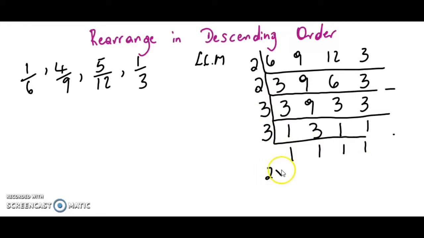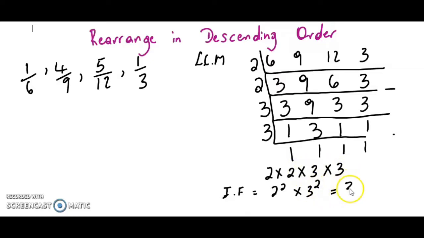So we have 2 times 2 times 3 times 3. We can also write this in index form. And if we write this in index form, we are going to just have 2 to the second power times 3 to the second power. And when we multiply all our numbers, we are going to get 36. Same for 6, 9, 12, and 3 is 36.